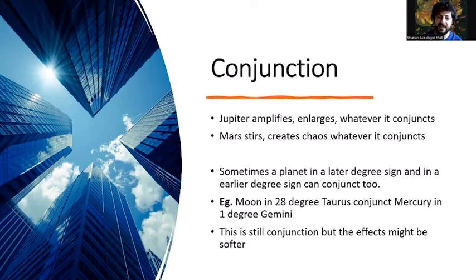And sometimes a planet in a later degree sign and a planet in an earlier degree sign can conjunct too. For example, there might be Moon in 28 degree Taurus conjunct Mercury in 1 degree Gemini. So the signs are different, but the degrees are close. So these are still conjunctions, but they are less effective in a way. So the effects will be softer with this one.